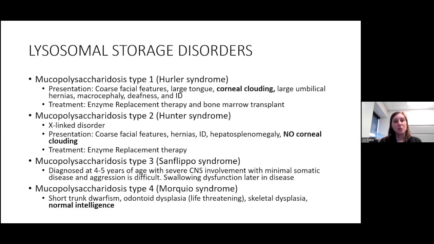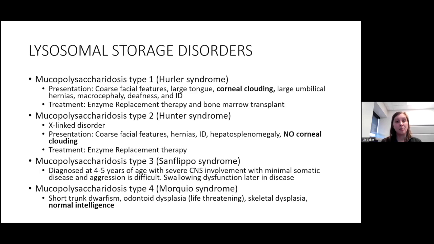For lysosomal storage disorders, there's Hurler syndrome, whose presentation has coarse facial features, large tongue, corneal clouding, umbilical hernias, macrocephaly, deafness, and ID. You give them enzyme replacement, and bone marrow transplant can happen. Then type 2 is Hunter syndrome. The big thing with that one compared to Hurler's is it's X-linked, but it does not have corneal clouding. The way to remember that is that a Hunter needs to be able to see, so they won't have any corneal clouding. And enzyme replacement therapy is the treatment.